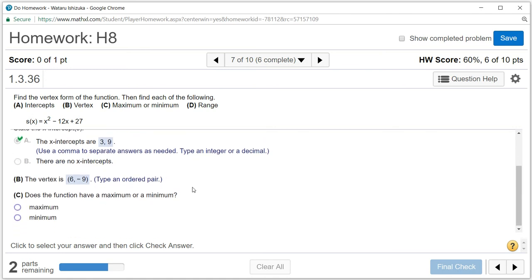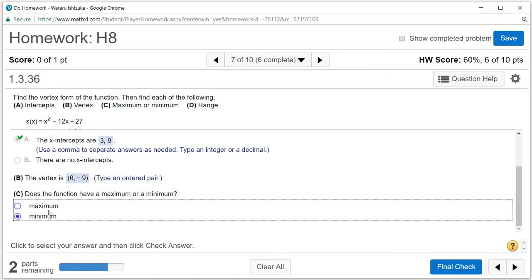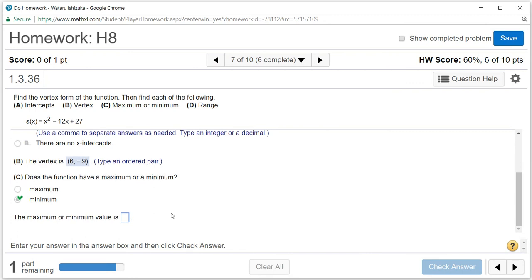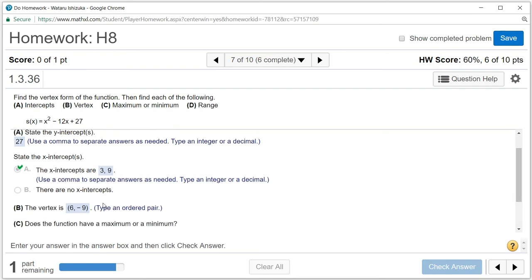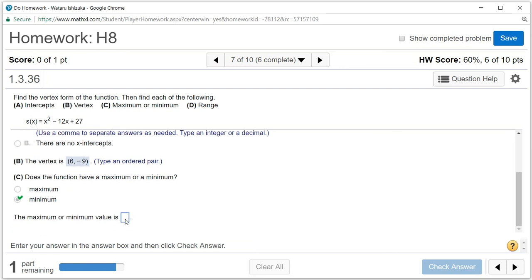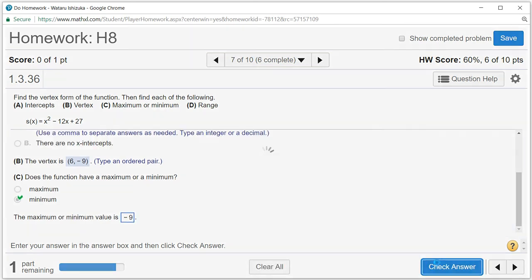If you look at the leading coefficient, it is 1, which is positive, which means the parabola is facing upward. So we would have a minimum, because right at the bottom is going to be the minimum. Let's check the answer. We got that. Now the maximum or minimum value. The maximum or minimum happens at the vertex, and the y-coordinate of the vertex is negative 9, so the minimum value is negative 9. Let's check the answer.